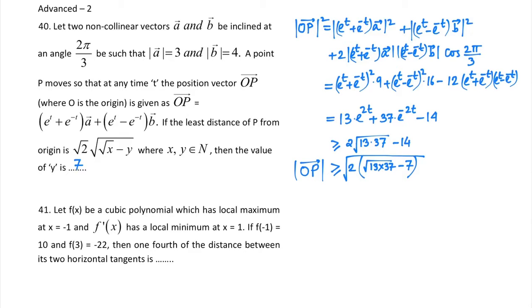In question number 41, the function is cubic and it has a local maximum at x equal to minus 1. That means f dash will be 0 at x.